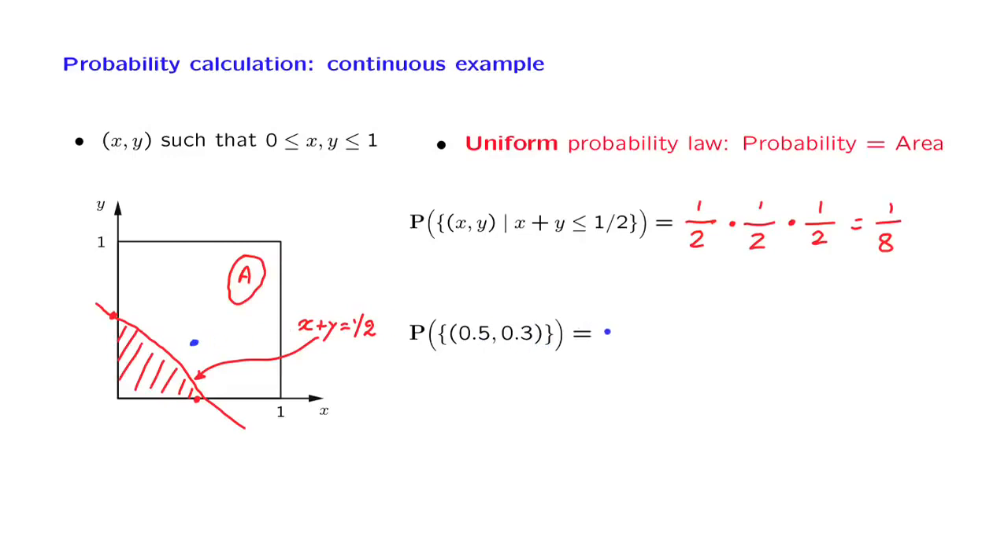What is it? Well, it is the area of a set that consists of a single point. What is the area of a single point? It is 0. And similarly, for any other single point inside that sample space that we might have considered, the answer is going to be 0.